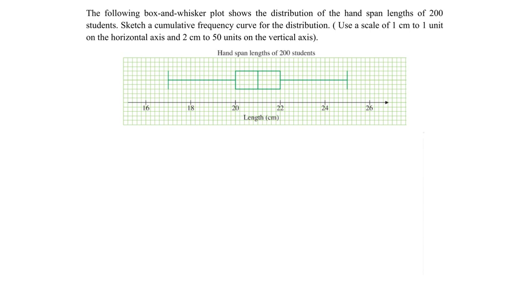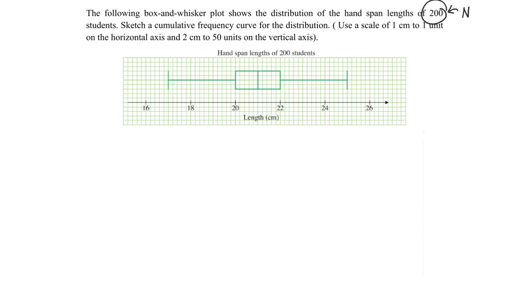Hello everyone, welcome to this problem where we are given a box and whiskers plot of 200 students. So this will be my total number. I shall use the letter N to denote it. And from this, we are supposed to sketch a cumulative frequency curve. How to go about doing it?